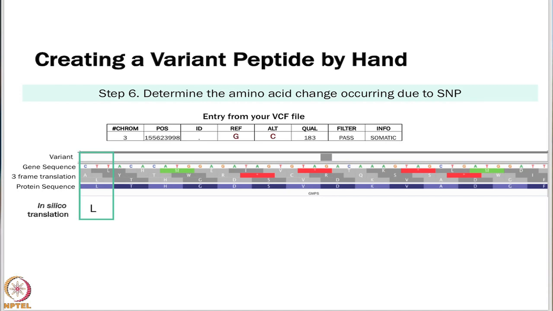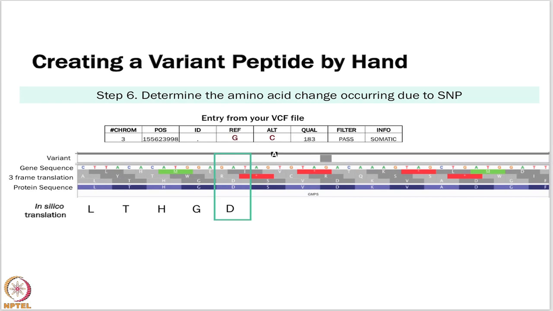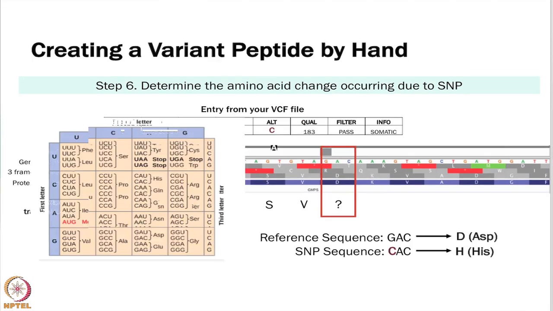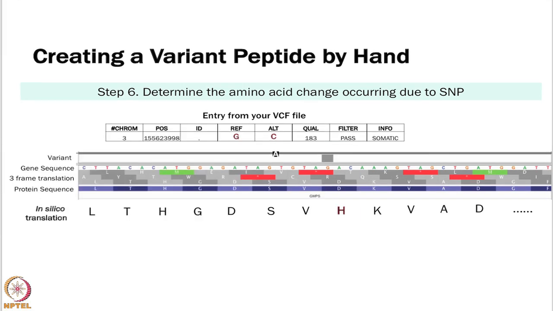So everything before the variant is the same, right? So we don't have to do anything. We can just copy exactly what's there in the reference. So it's L, T, H, G, D, S, V, and then we get to the variant, right? And we've got to figure out what it is. So now we know that it was a GAC, and now it's a CAC, and then you can go up to your handy codon translations and figure out that it was a D and now it's an H. So now you can add that in, and then you have your in silico translation of your SNP at the protein level.